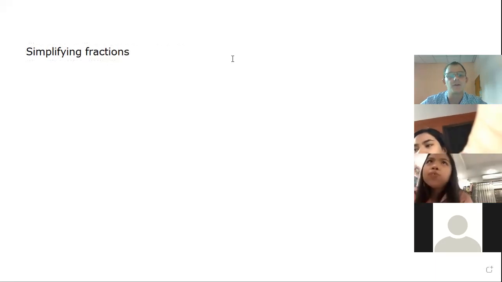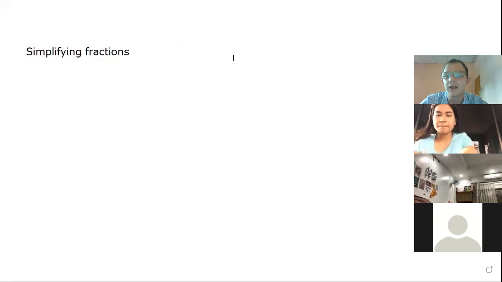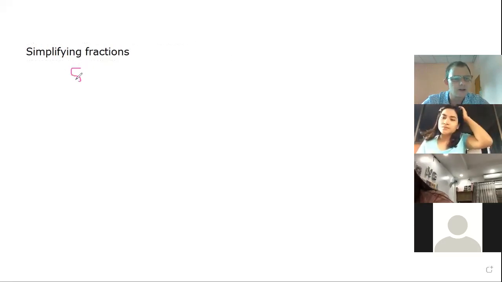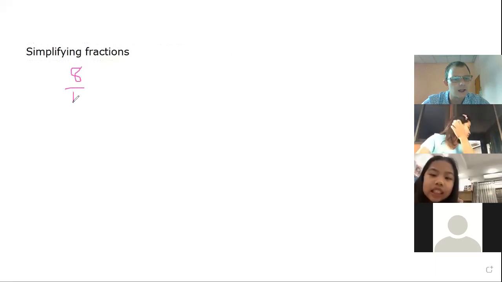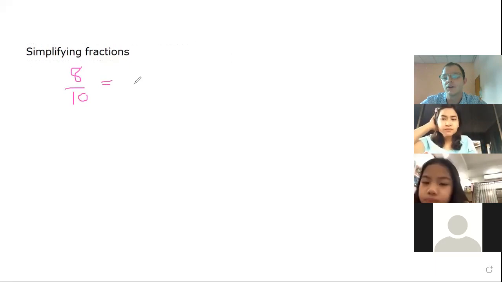So just a couple of ones that I'll give you, and I want you guys to help me to answer them on the whiteboard for simplifying some fractions. But we'll start off very basic, very easy. 8/10. Who wants to simplify 8/10?